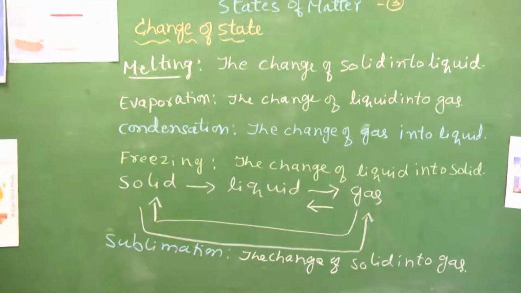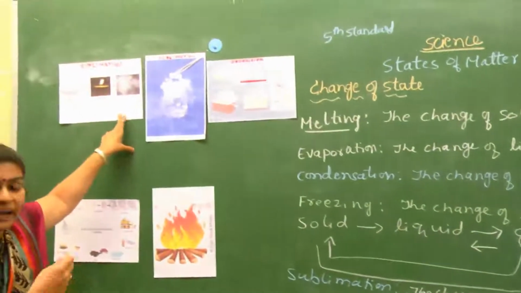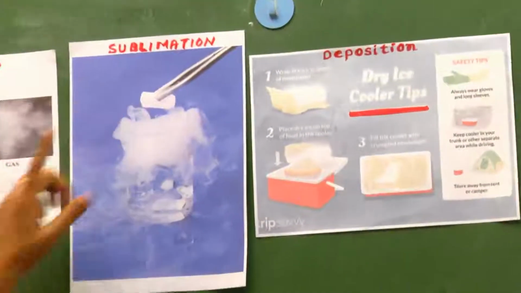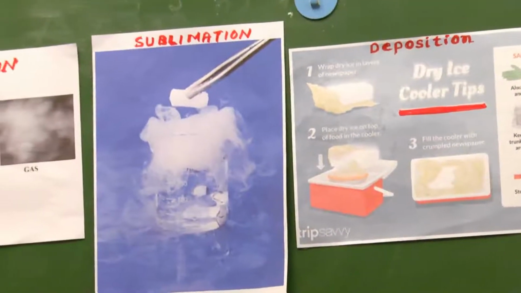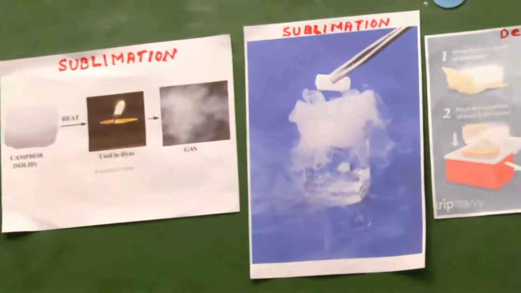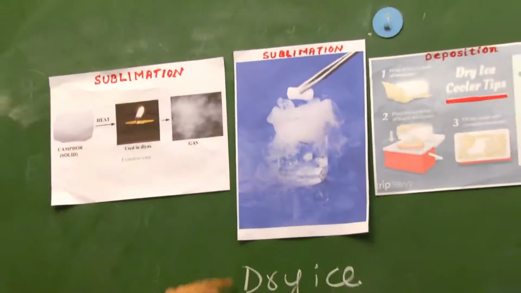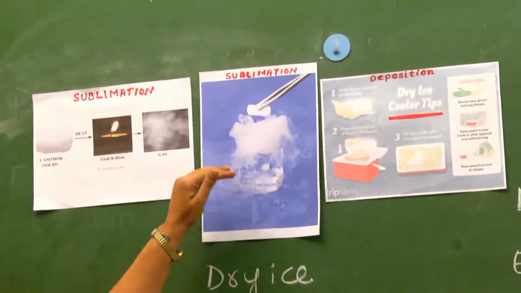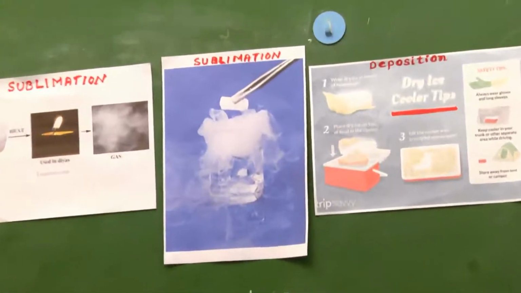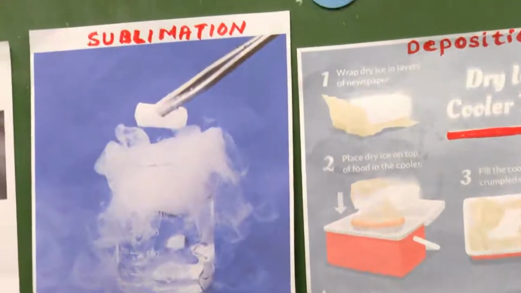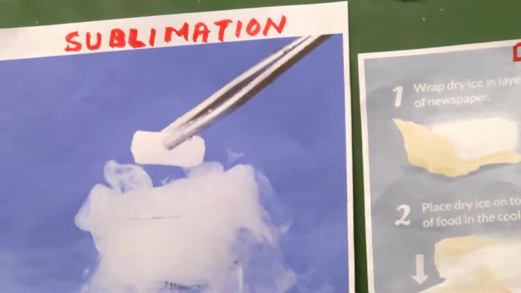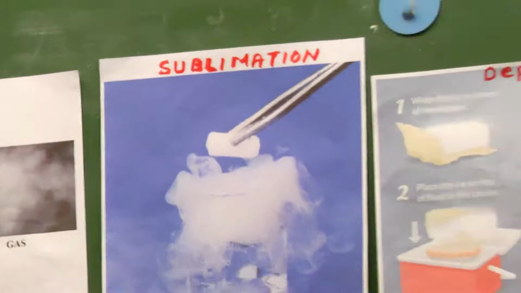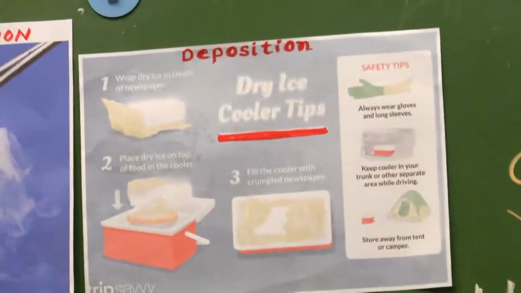So here we are seeing the burning of camphor, and another example is dry ice. When this dry ice is put into water, it directly gets converted into the gas called carbon dioxide. In that way, the process of sublimation means the change of solid into gas.